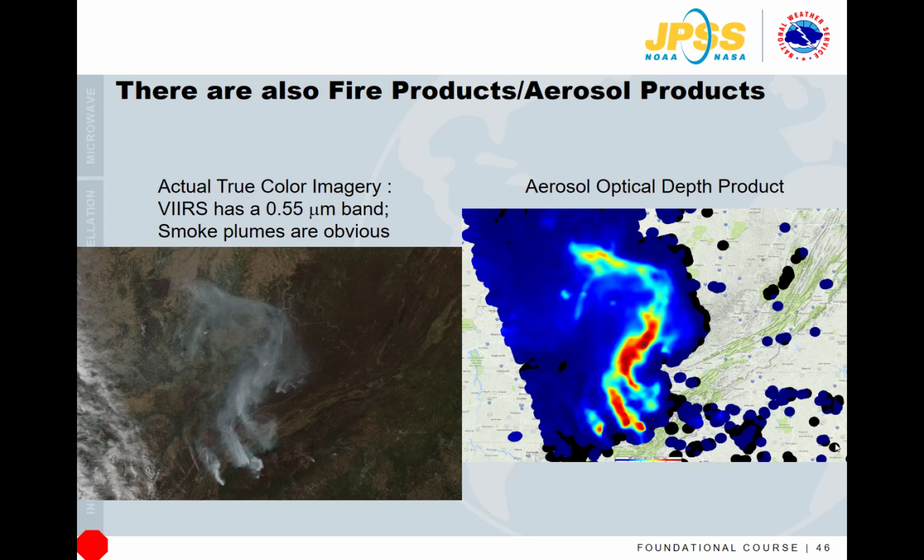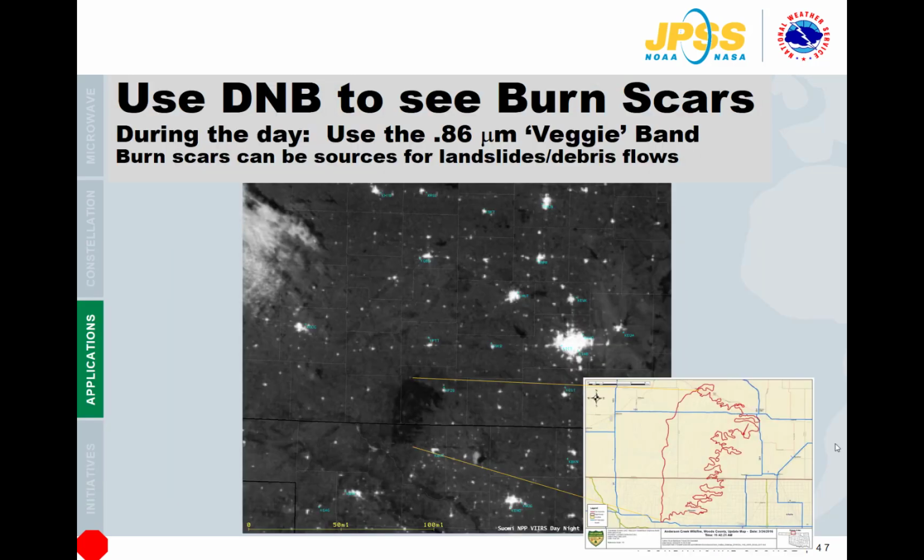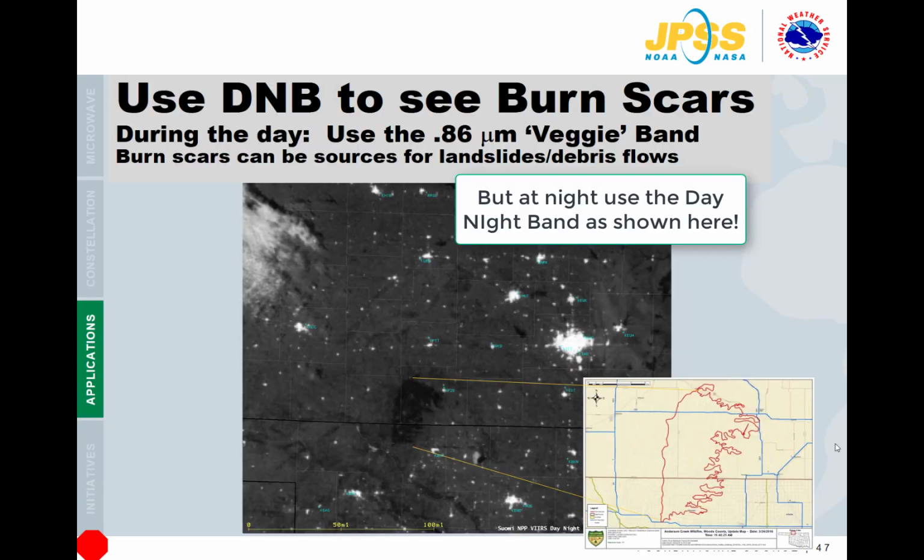True color imagery from VIIRS depicts the smoke very well during the daytime. In addition, there are smoke and fire-related products, such as aerosol optical depths. After the fires, VIIRS data can be used to detect burn scars. This is a post-grass fire burn over Kansas. There is a difference in reflectivity that the day-night band can capture.